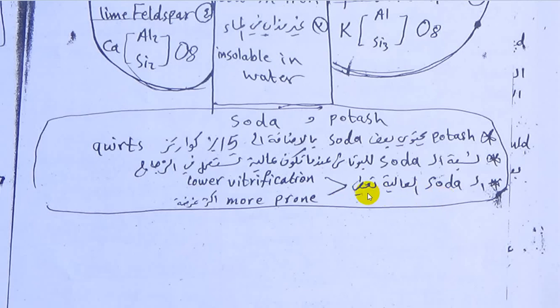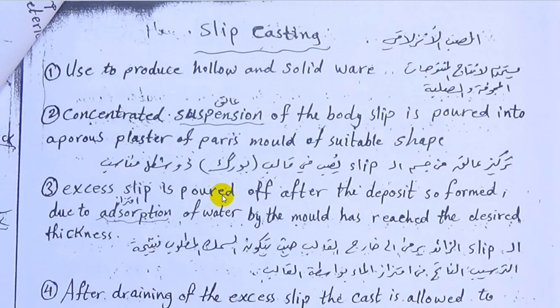High soda gives high vitrification, more prone to vitrification, an ultra rate of vitrification. The manufacturing of ceramic, as you can see.